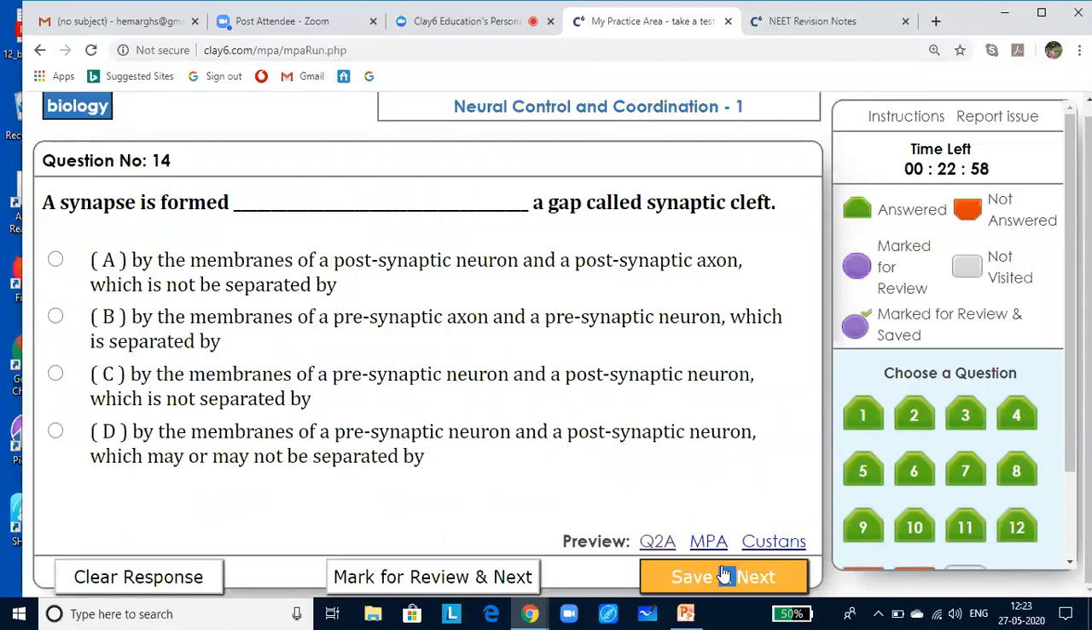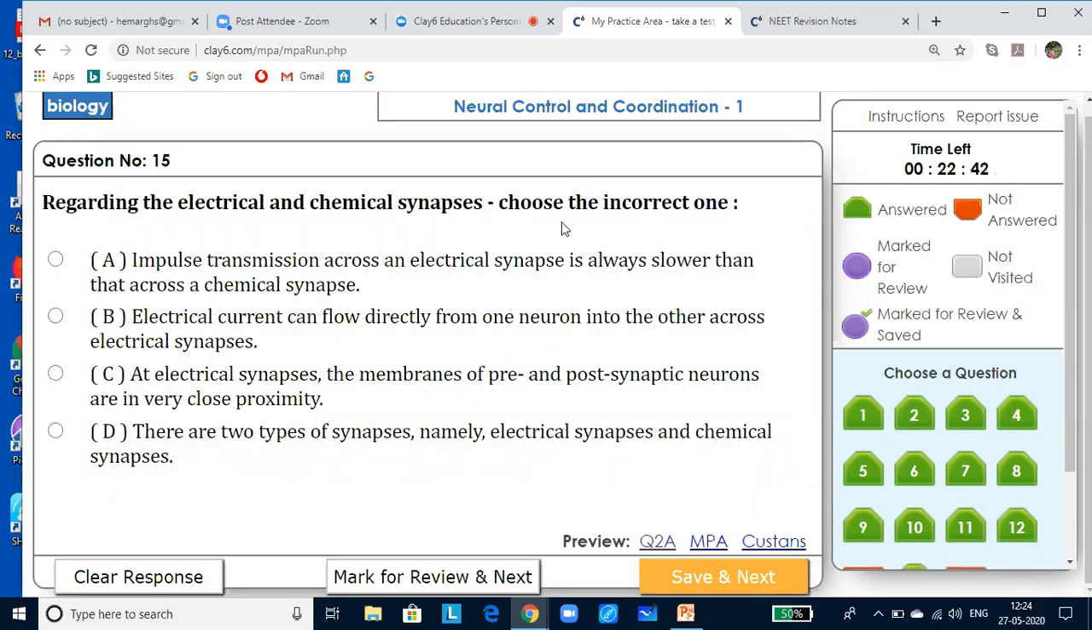A synapse is formed by the membranes of a presynaptic neuron and a postsynaptic neuron, which may or may not be separated by a gap called synaptic cleft. Regarding the electrical and chemical impulses, synapses, choose the incorrect one. So impulse transmission across an electrical synapse is always slower than across a chemical synapse.